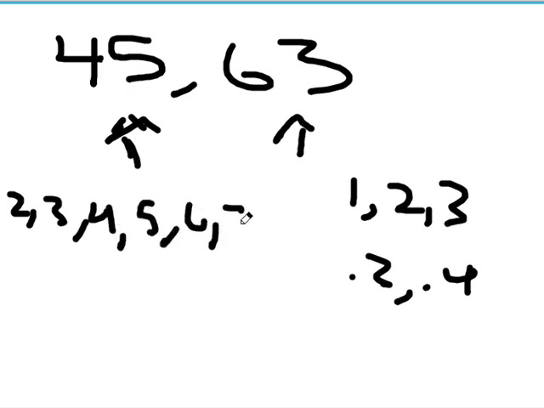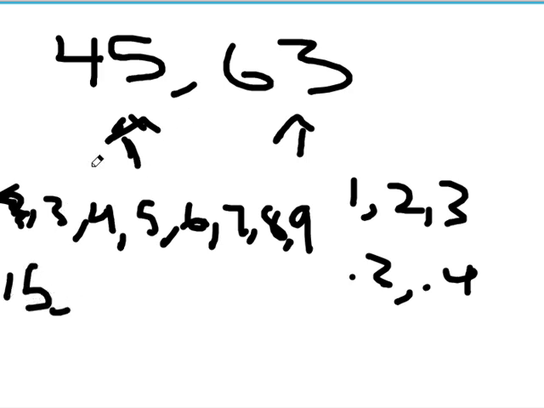We're going to try all these numbers. One never is counted when you're doing GCF. 45 divided by 2, that'll be a decimal, so that doesn't count. 45 divided by 3, that'll be 15. 63 divided by 3, that'll be 21. That works. Let's try 4 now.